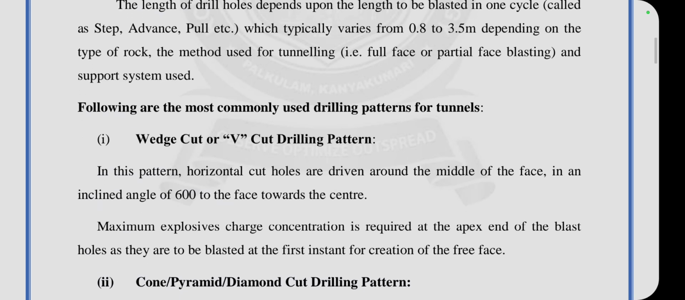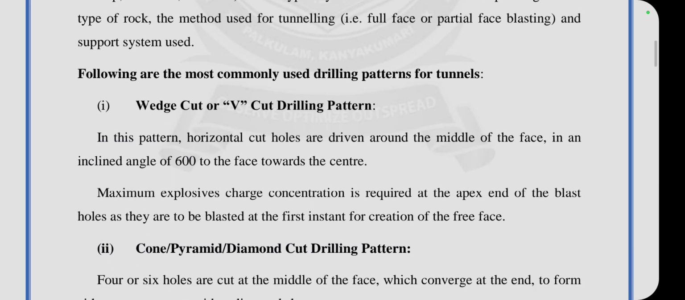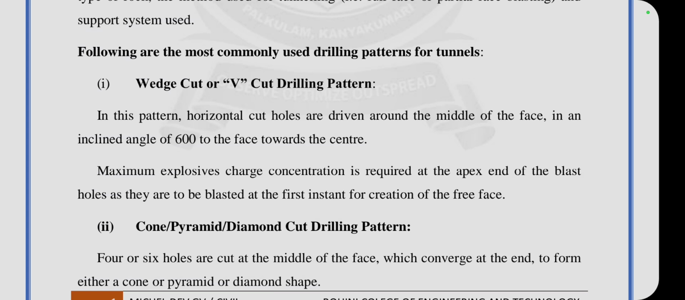Following are the most commonly used drilling patterns for tunnels. The first method is the wedge cutting or V-cutting drilling pattern. In this pattern, horizontal cut holes are driven around the middle of the face at an inclined angle of 60 degrees to the face towards the center. Maximum explosive charge concentration is required at the apex end of the blast holes, as they are to be blasted first for cohesion of the free face.